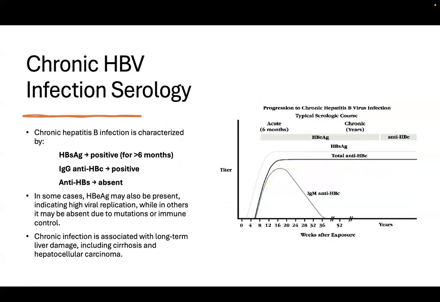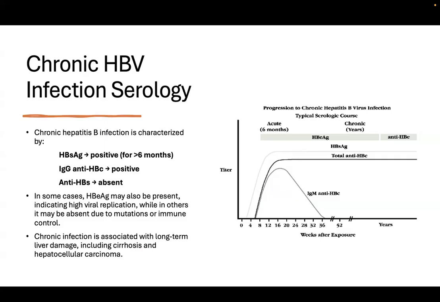And then if you have developed a chronic infection, what we see is that your surface antigens are positive for more than 6 months. We start to see that the core antibodies are of the IgG isotype. So these are the most important ones. And more importantly, you do not have any anti-surface antibodies. These are absent, because if you had them, then you would have had protection. But no, because you're chronic, the virus is still replicating and you do not have that antibody.